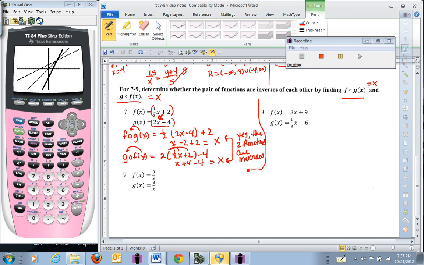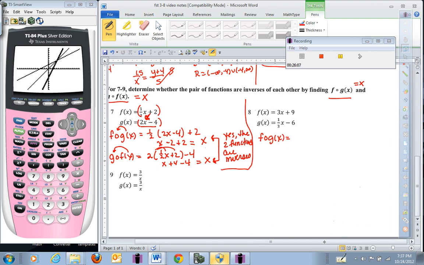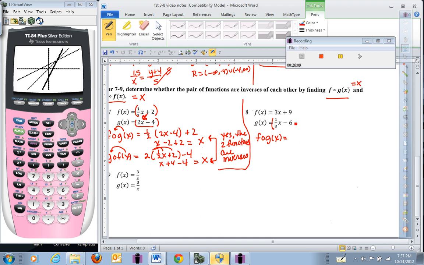Okay, let's try number 8. Let's do f of g of x first. Okay, so we're going to put g into f. 3 times 1/3 x minus 6 plus 9. 3 times a third would be 1x minus 18 plus 9, and that's going to wind up equaling x minus 9. Okay, let's try g of f of x.